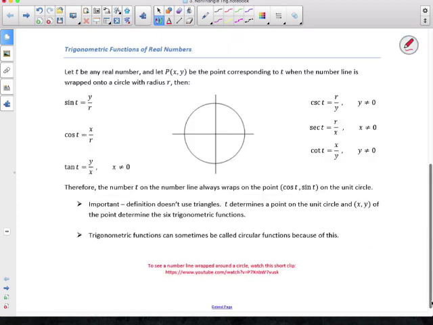So down here we have trig functions of real numbers. So here's where we're really going to formally define this. We have: let t be any real number and let P(x, y) be any point corresponding to t when the number line is wrapped under the unit circle with radius r. So right here I'm going to pause the video and let you watch this quick demonstration of what that looks like.